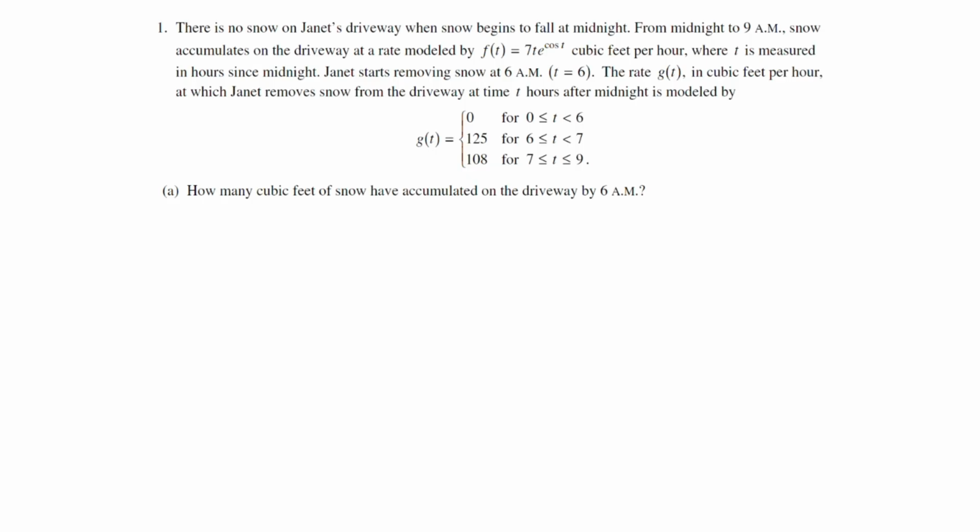So from t equals 0 to t equals 6. In order to get the amount that has accumulated on the driveway, we just have to integrate the rate at which it falls from 0 to 6. We're going to integrate 7t e to the cosine t dt, or you can just write the integral from 0 to 6 of f of t dt.